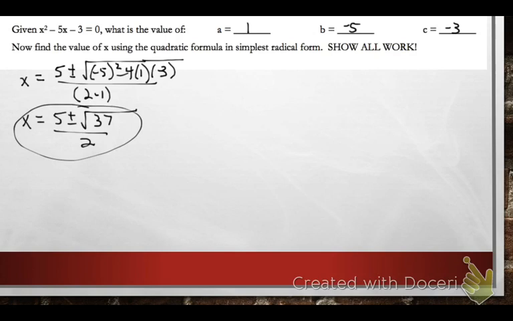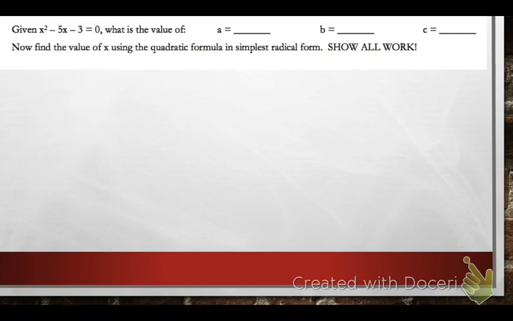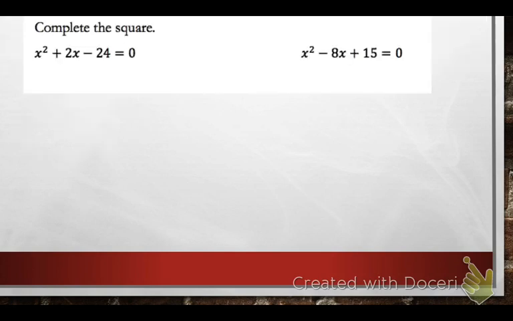Now for our last set of problems, we're going to complete the square from concept 43. So you might want to get your notes out to help you with that. So the first thing we want to do in completing the square is that we want to move away this c value to the other side and give ourselves some space to complete the square.